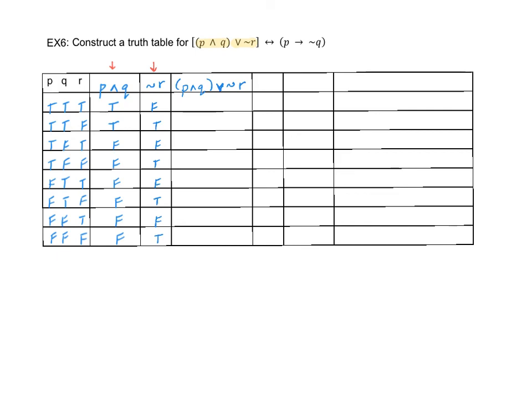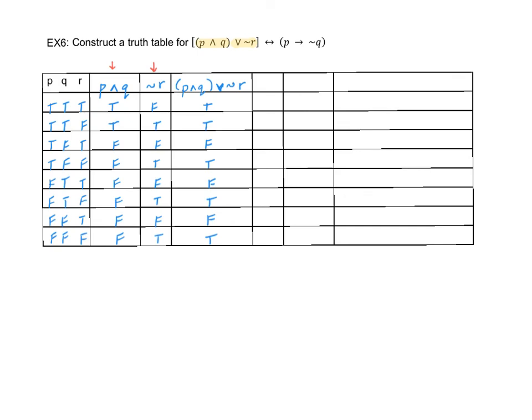True, false, and an or is true. True, true is true. False, false is false. False, true is true. False, false is false. And then the rest should be... ooh, not all. False, true is true. Ooh, false, false is false. False, true is true. We have this alternating thing going on. So true, true, false, true, false, true, false, true.